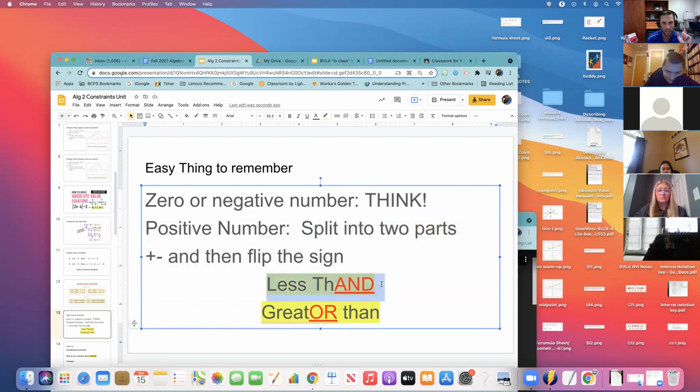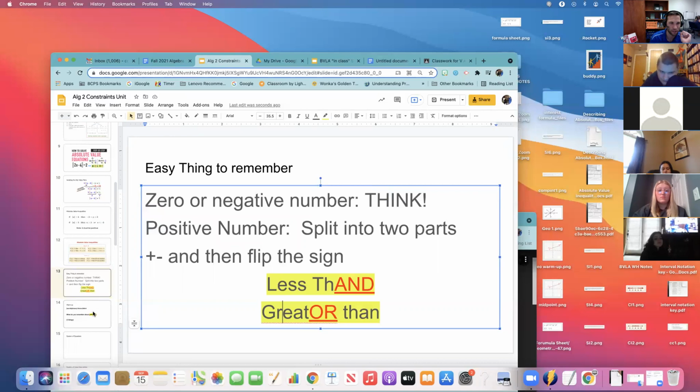If the absolute value of a number is less than a number, it's going to be an and statement. It's going to graph this way most of the time. And if its absolute value is greater than a number, then it's going to be an or, and it's going to split this way most of the time. So either an and statement or an or statement when you shade, and it follows that pattern a lot.